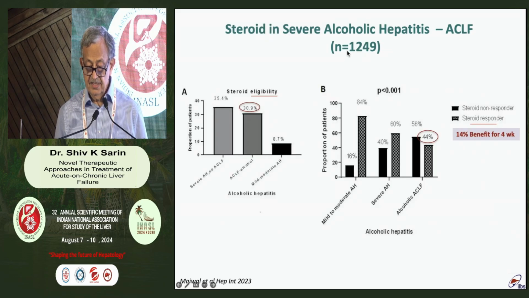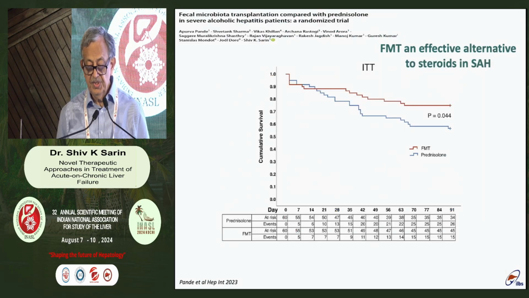Now this is the data which Rakhi prepared from 1200 database from ARC. Of the total number of patients, only 30% were eligible to get steroids. Of that 30%, 44% got a response, and that total is 14% of the patients who are eligible or are responding to steroids. 86% are out. Who will respond?